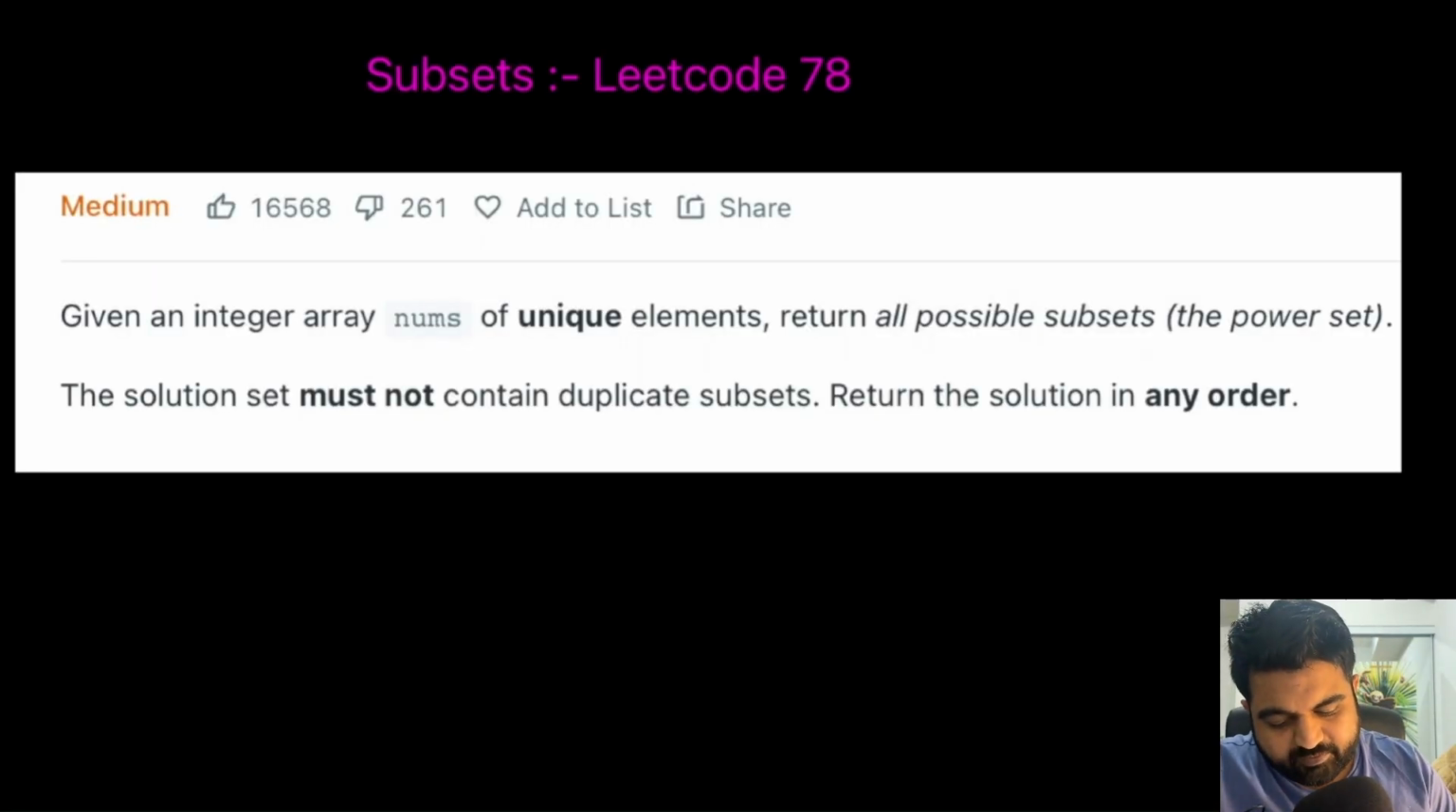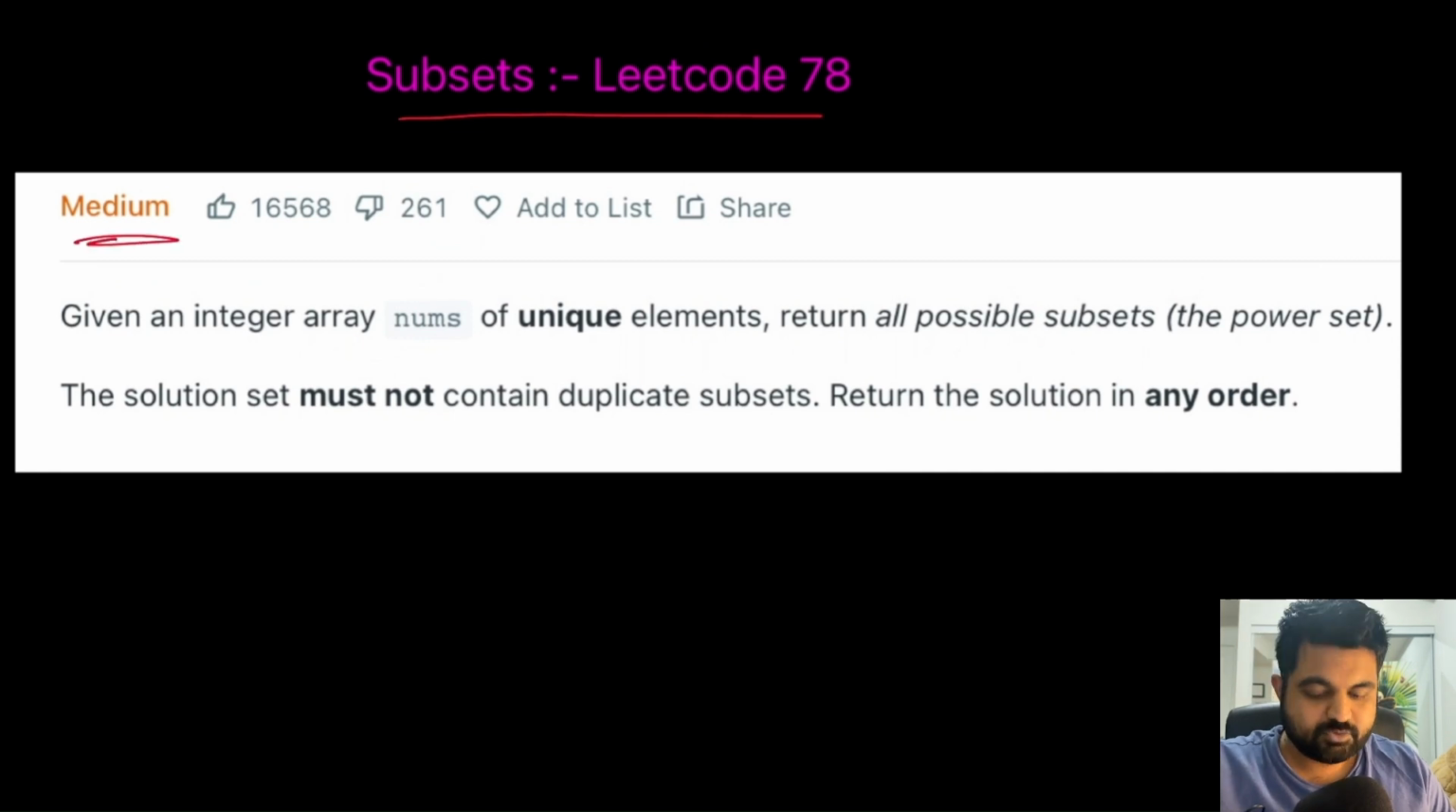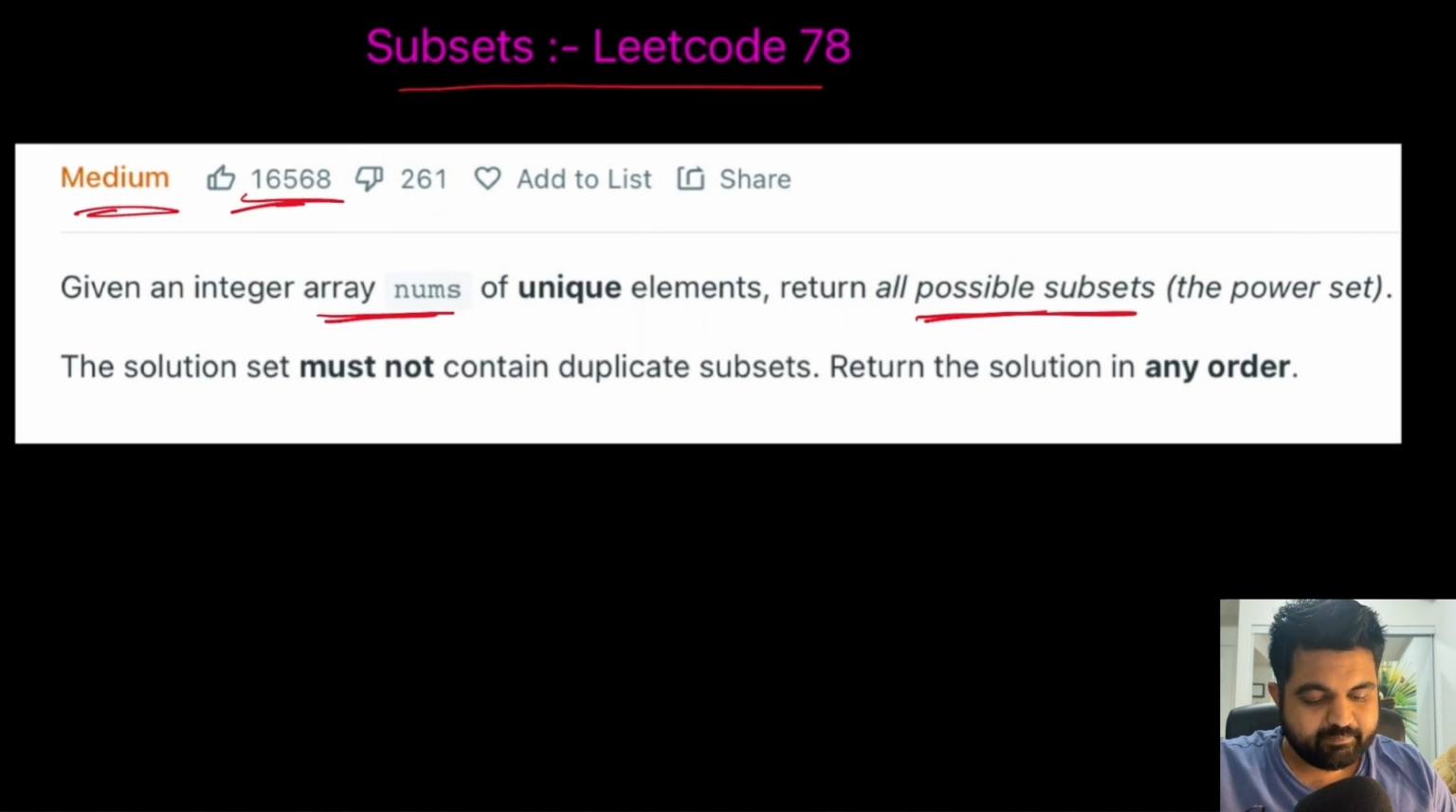So the LeetCode problem we are going to do today is called Subsets, and we can see that this one is a medium problem and also a very well-liked problem on LeetCode. The statement is quite straightforward: we are given an integer array called nums and we need to return all the possible subsets of this given array. So possible subsets means every single possible value or combination of values you can make out of the given array.